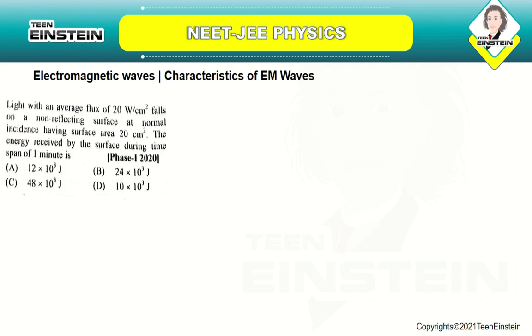So the intensity of incident light is given by I is equal to E by At. So this is the intensity of the light, I is equal to E by At.